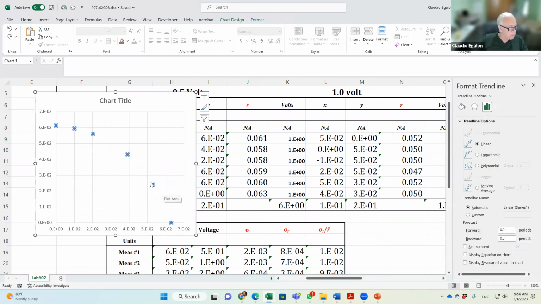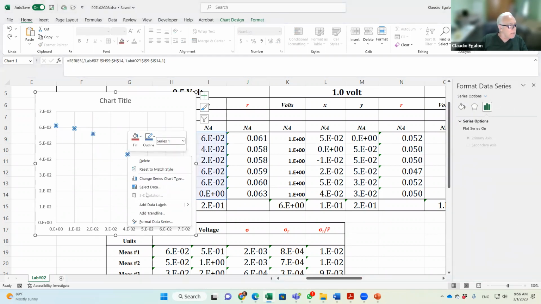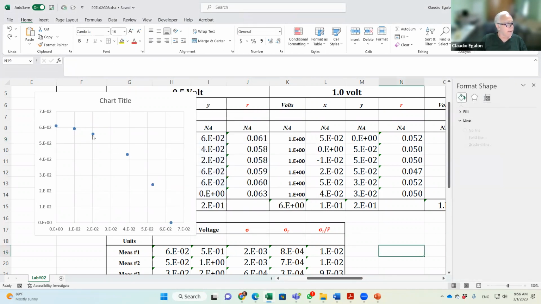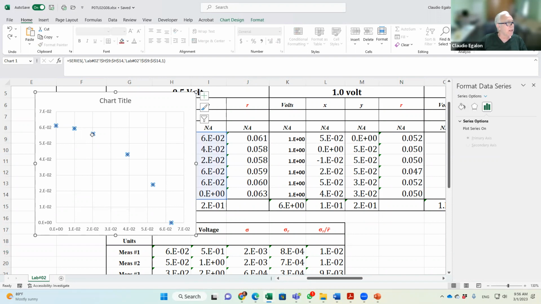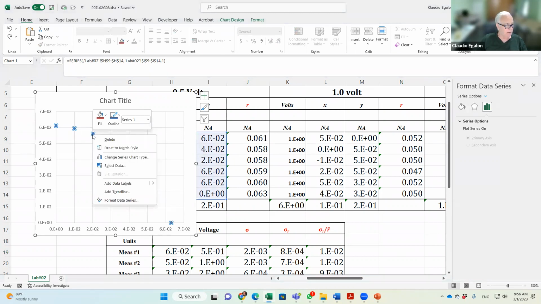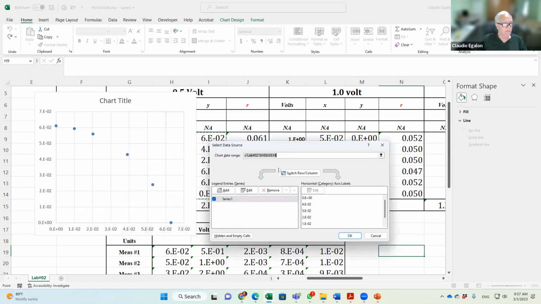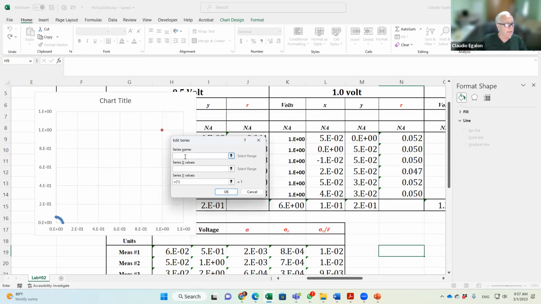No, it's not trend line, sorry. It's select data. Let's do it again. Here. Click one of the data points, right click, just like we did before, and select data. Select data. The first one was half volt. The second one should be 1 volt. 1 volt. Okay.